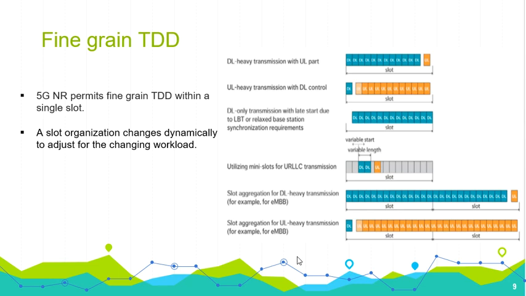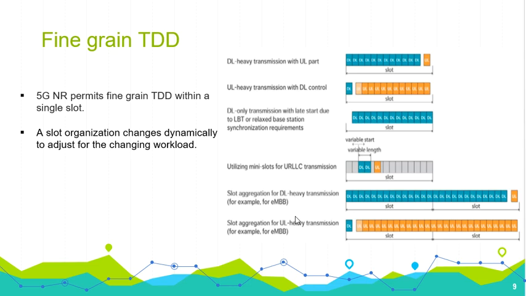Interesting. An interesting thing in 5G new radio network is that it basically permits fine-grained time-division duplexing within a single slot. For example, if the workload is changing dynamically, the slot organization changes accordingly.